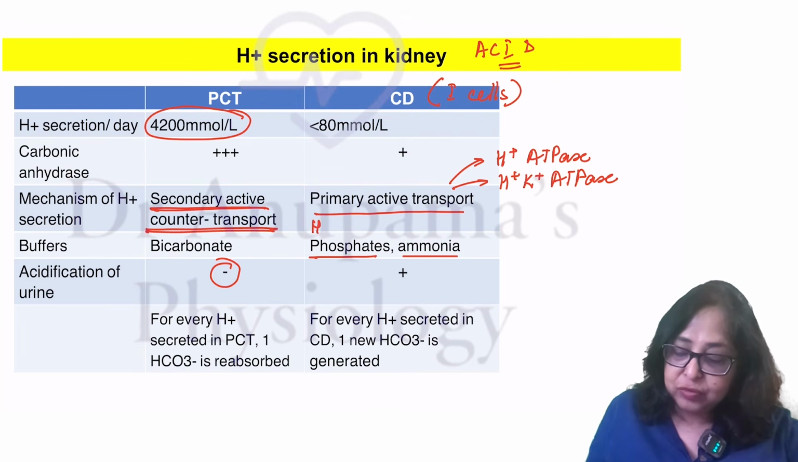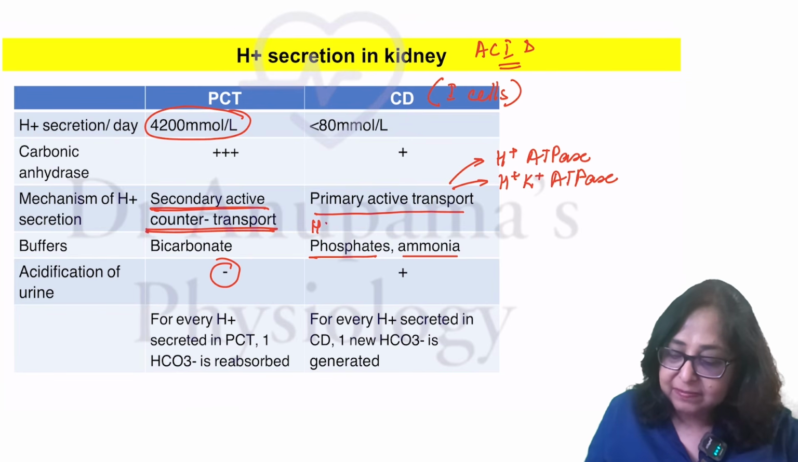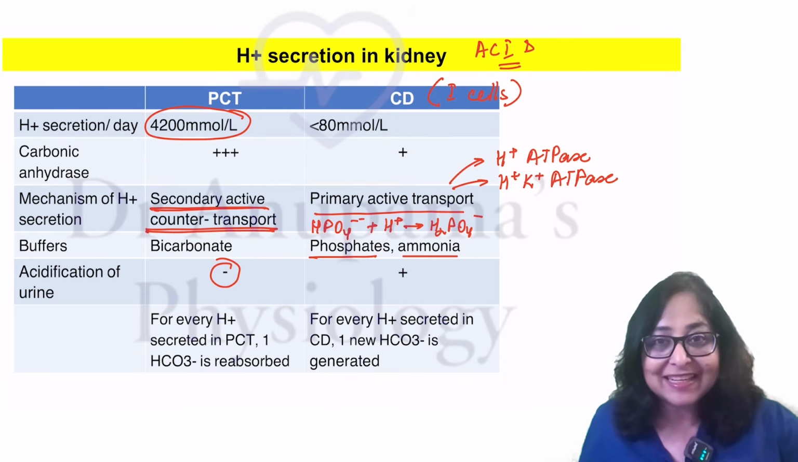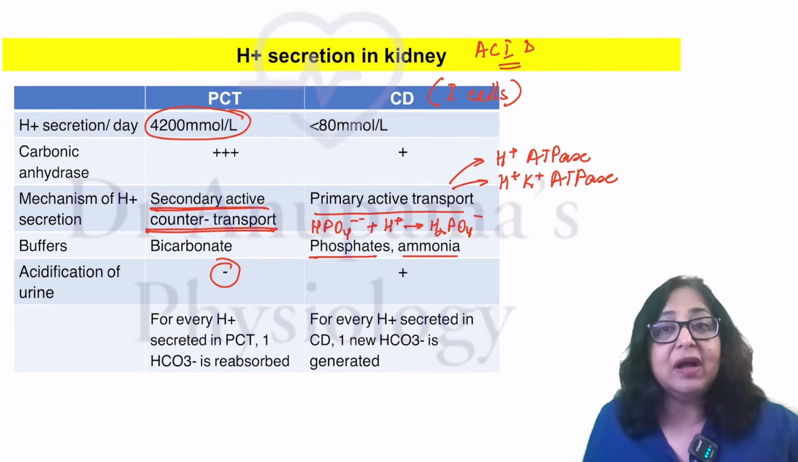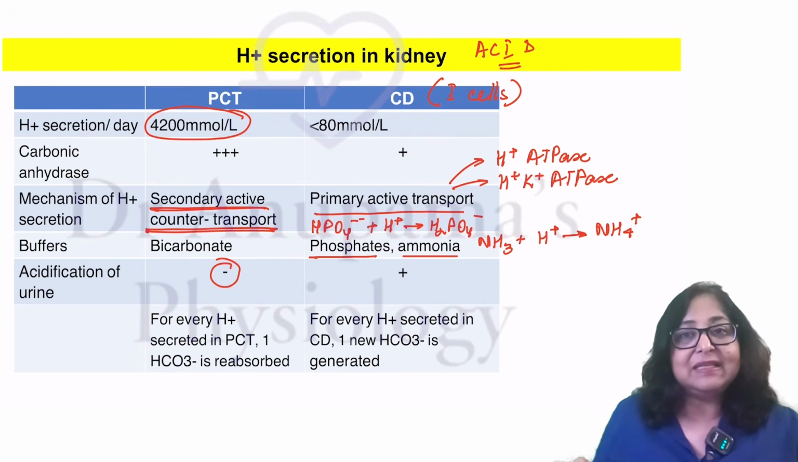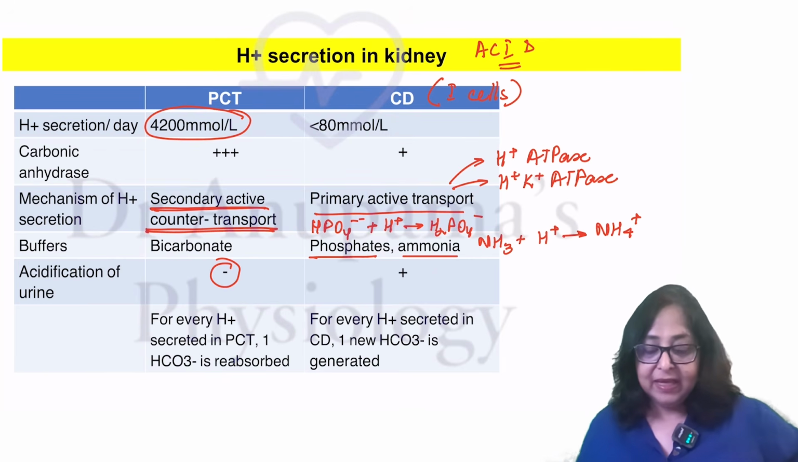Phosphate, HPO4 2 minus, binds the H plus to form H2PO4 1 minus, which is your phosphoric acid. This is what is responsible for acidification of the urine. In the collecting duct, you also have ammonia. Ammonia will bind with the H plus and form ammonium ion. So the buffers in the PCT: bicarbonate; in the collecting duct: phosphates and ammonia.